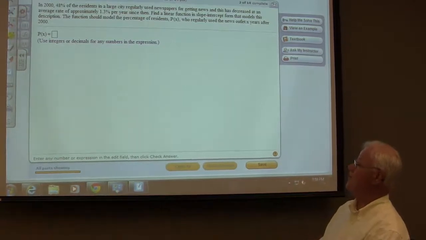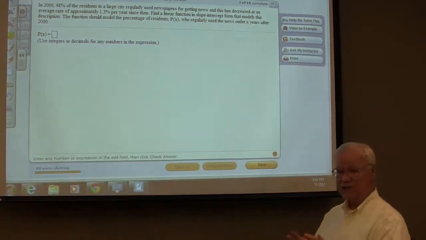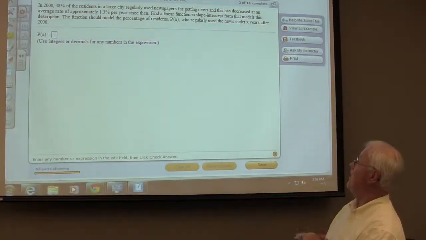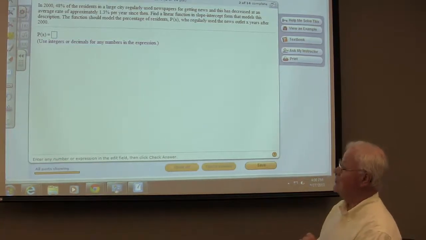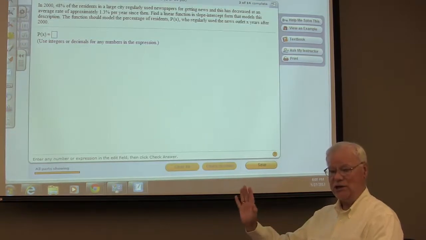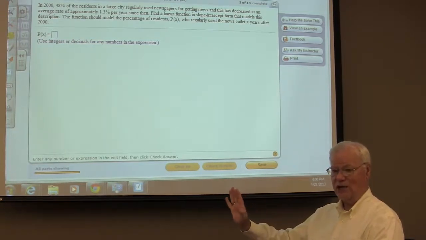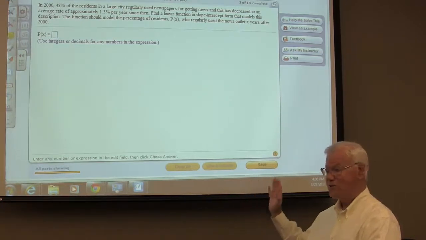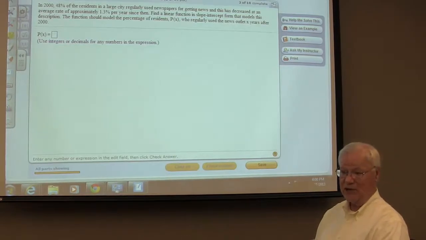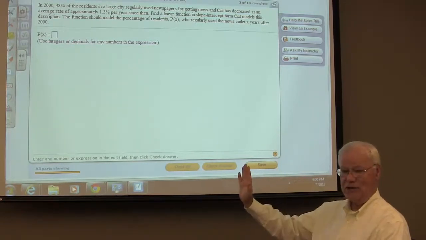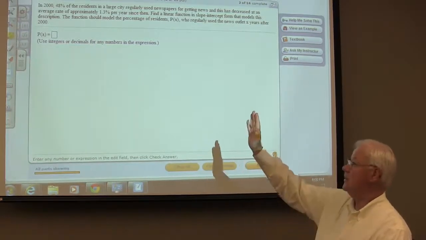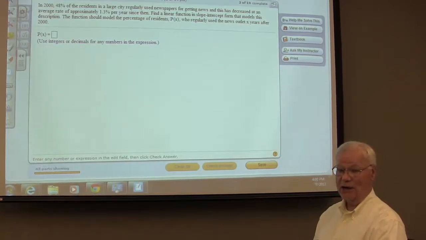The function should model the percentage of residents P of x. So P of x is our function. Remember that our function is always measured in the y direction. Who regularly use the news outlet x years after 2000. So if we're looking at x years after 2000, 2000 is our starting year, and that's 0. So 2001 is 1, 2002 is 2, and so forth. What that says then is that 48%, which happened in 2000, happened at year 0, which is our y-axis. And therefore, 48 is our y-intercept.